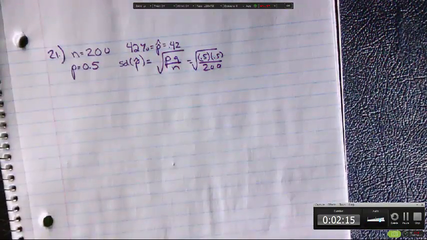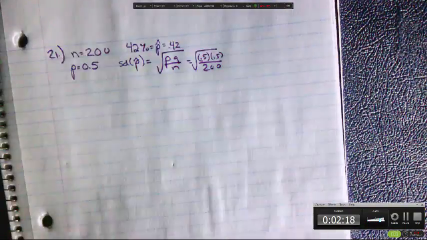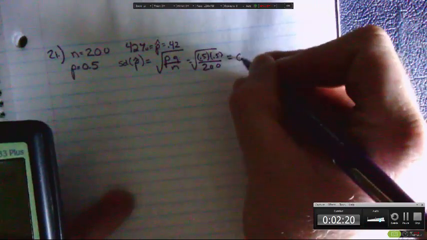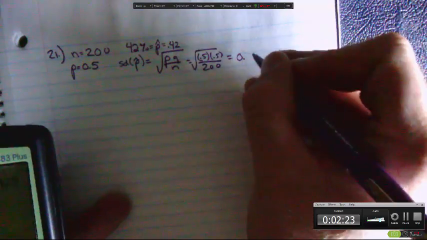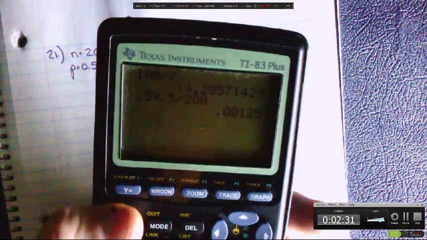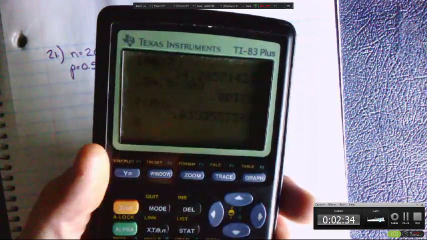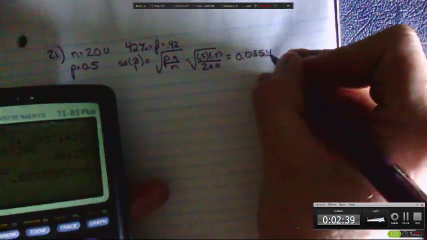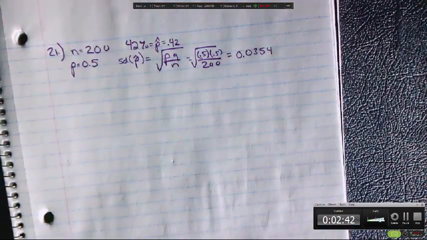The standard deviation of p hat is the square root of pq over n. So it's 0.5 times 0.5 over n, which is 200. And if we calculate this, we divide by 200 and then take the square root. We get 0.0354. Okay, so that's the standard deviation.